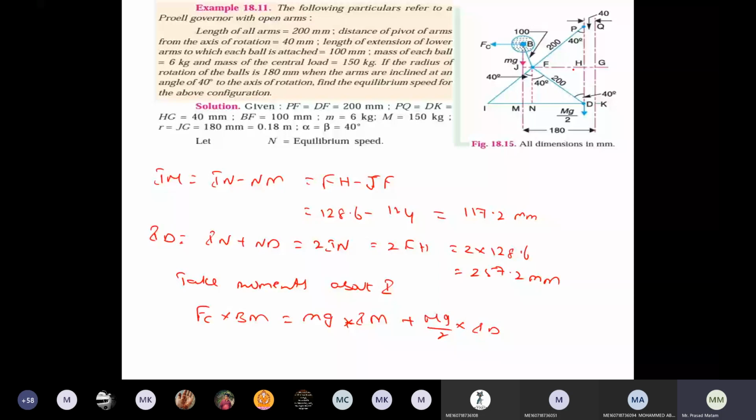Okay, try to solve this value. Take the moments about I. Fc into BM is equal to that expression. Get the Fc value, the centrifugal force, from this. From the above equation, try to find the centrifugal force. Let me keep one more slide.